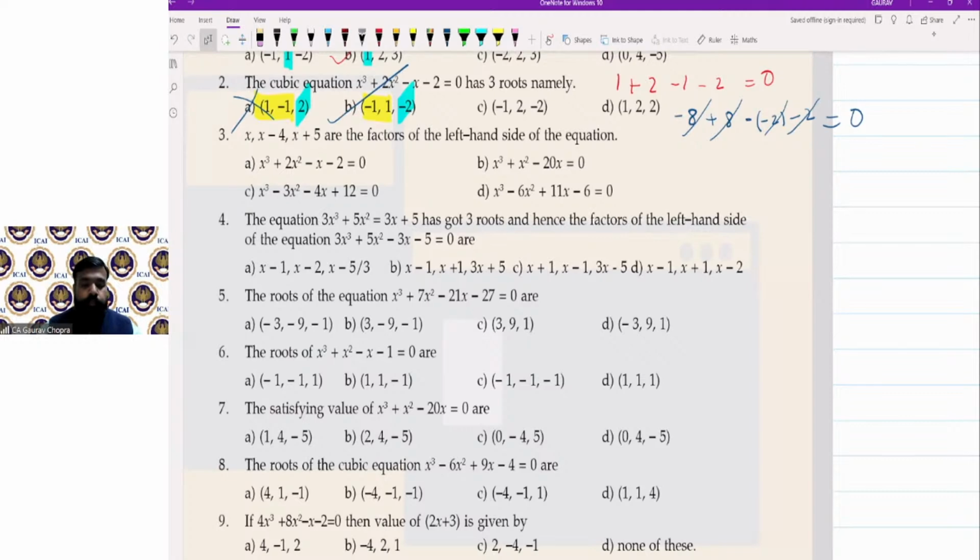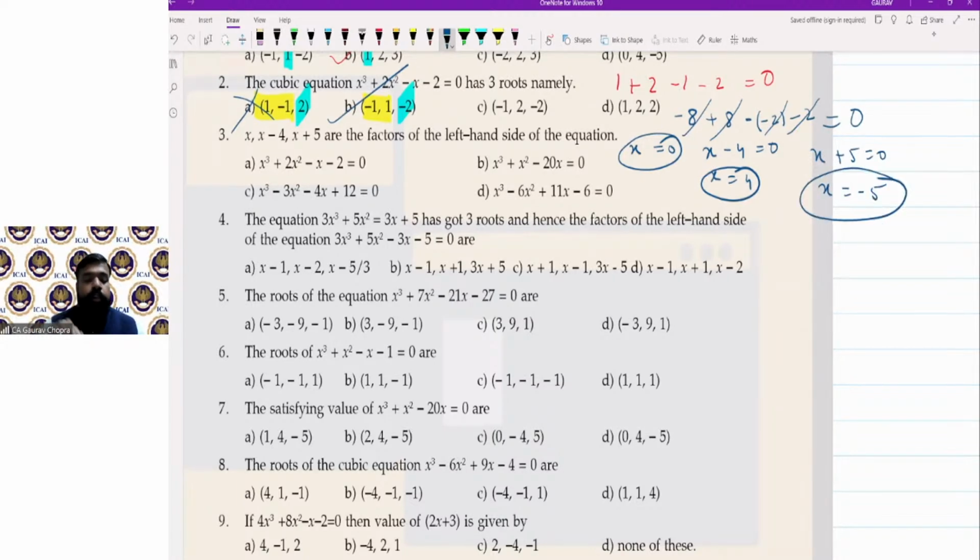Now the third one. Third one says x, x minus 4, and x plus 5 are the factors. If x is the factor, that means it is equal to 0. If x minus 4 is equal to 0, then x equals 4. And the third one, x plus 5 equals 0, that means x equals minus 5. So these are the three values. Now you can check which equation these three values are satisfying. So one by one, you have to try in the options and check which one is satisfying the equation.